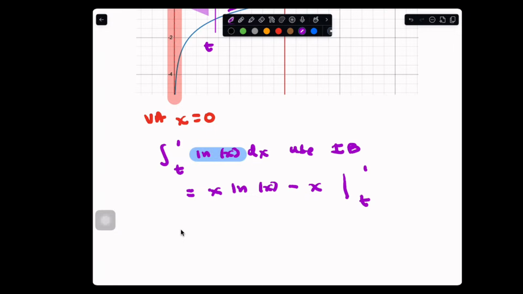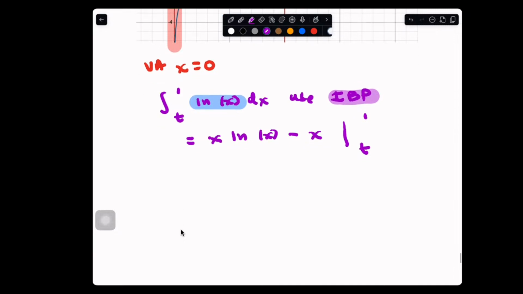Use integration by parts. We've done that. Classic integral question. u is ln x and dv is dx, in case you guys forgot. So we're going to apply this here. We're going to need to get f of 1 minus f of t. We're applying the limits, the integral limits.